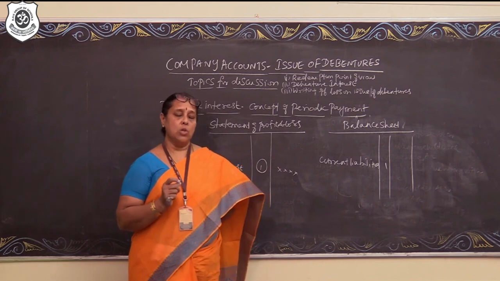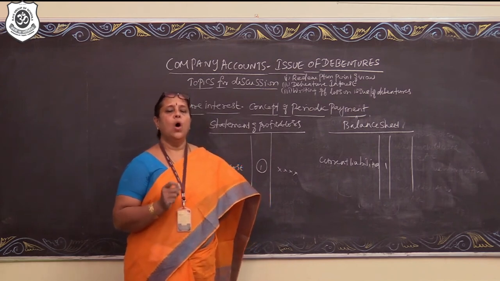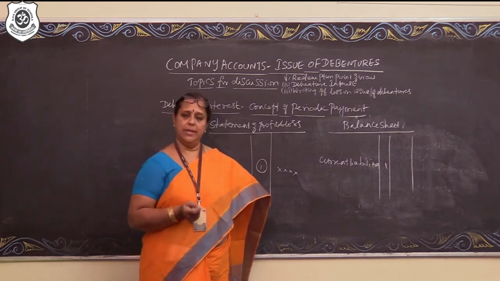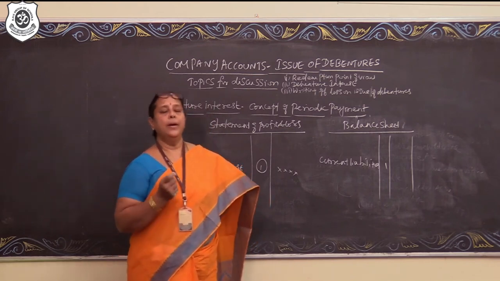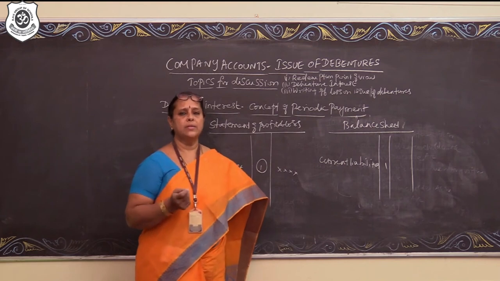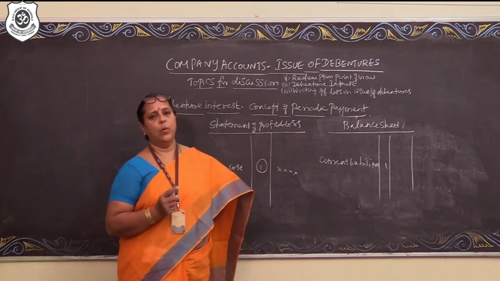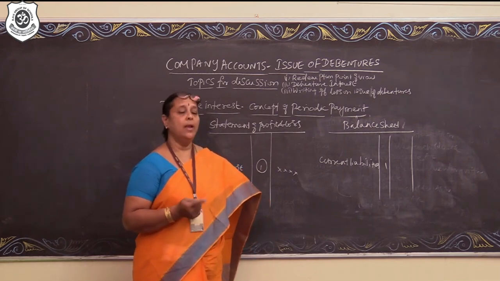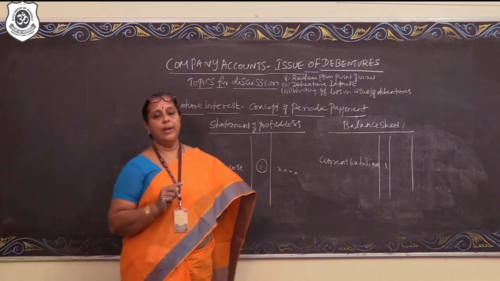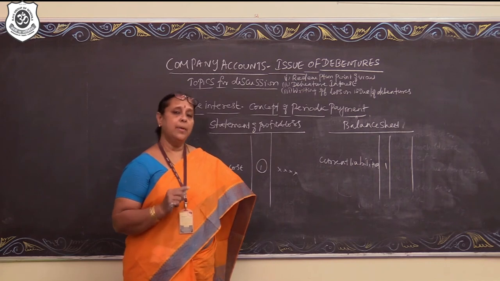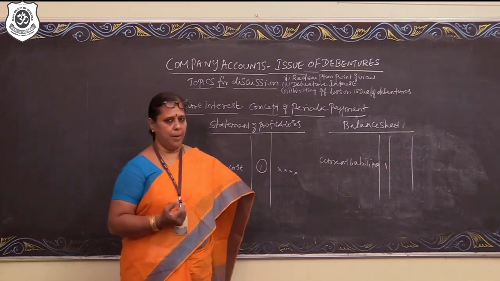Debenture interest is normally payable on a half-yearly basis. It can be a monthly payment, bi-monthly or a quarterly payment also. But normally in practice, the companies make interest payment once in 6 months. And when the interest payment has to be made, the company is expected to deduct tax at source and remit the tax to the income tax department.